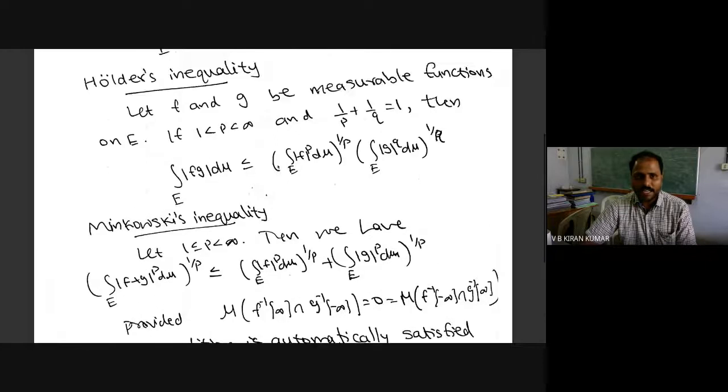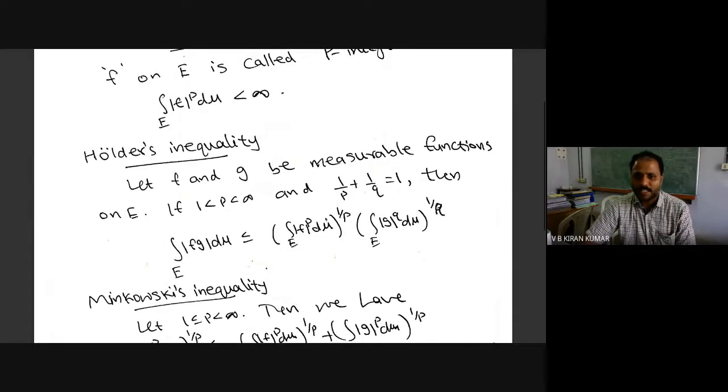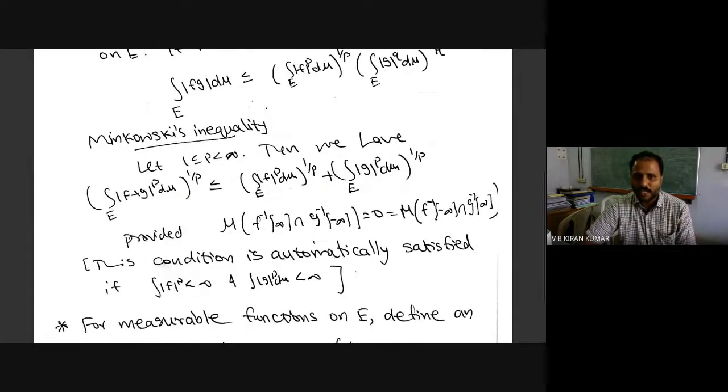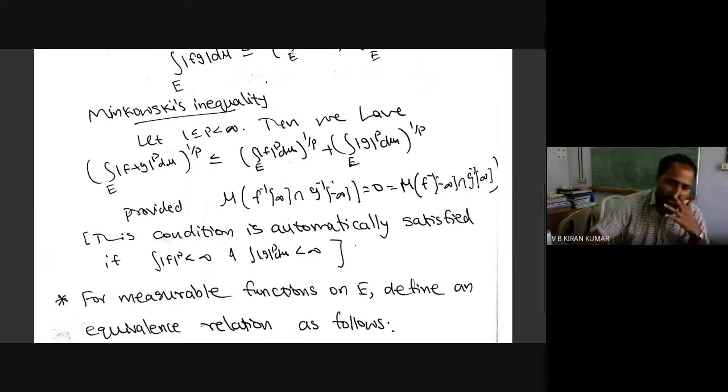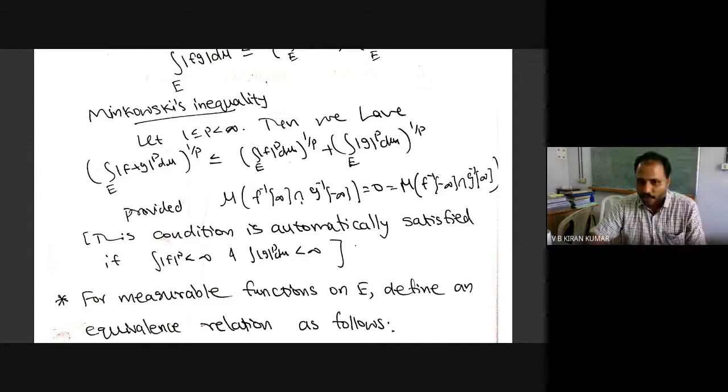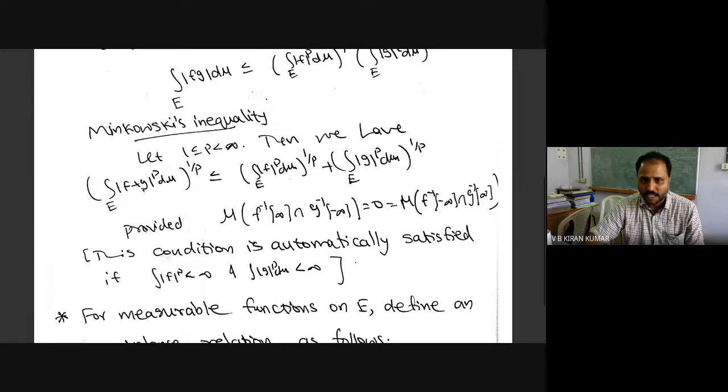But again, I only assumed that f and g are measurable functions on E. Therefore, they can take the values infinity and minus infinity. I have to avoid the possibility that infinity minus infinity occurs, so I take care of that. That means I demand that the measure of f inverse of infinity intersected with g inverse of minus infinity is 0, and similarly the other one, just to avoid the possibility that infinity minus infinity would arise.